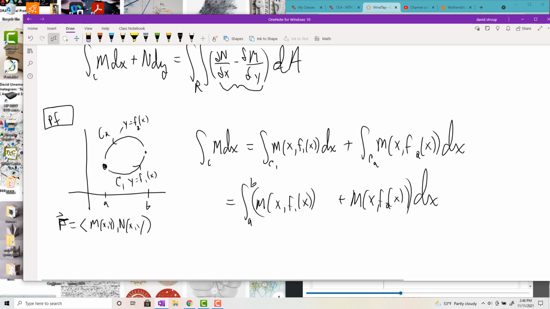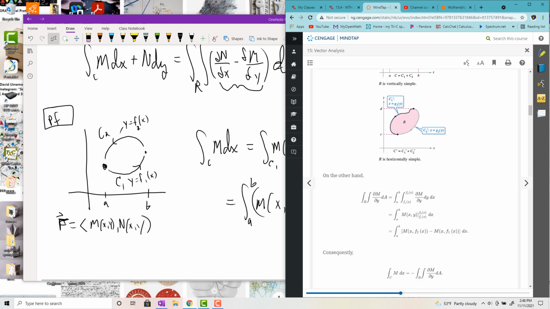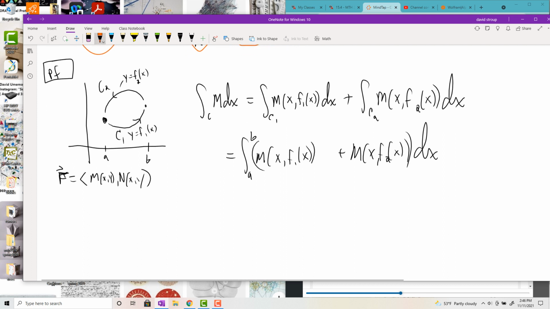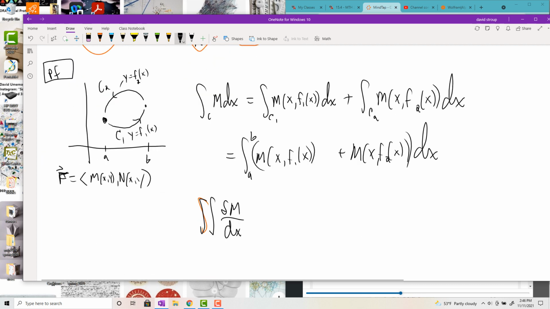And then we're going to take that thing and compare it to the other side. In particular, we want the partial of M with respect to y. So we're comparing this piece to this piece over here. The other piece we're comparing it to is the double integral of the partial of M with respect to y, not x, over this region. Got a 50-50 chance I screwed it up.